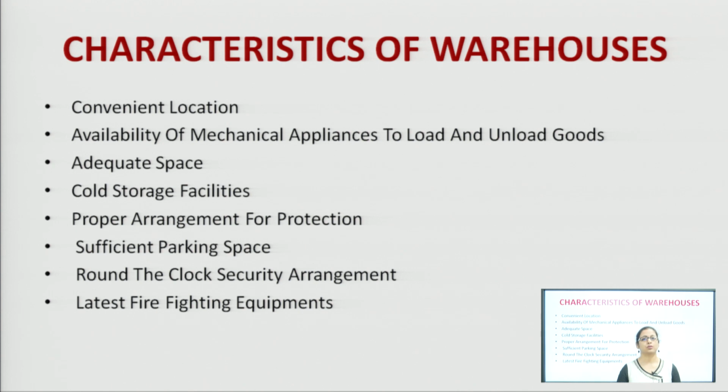Availability of mechanical appliances to load and unload. A warehouse should have well planned and specialized facilities for loading and unloading, because otherwise it may lead to damage of products. Adequate space for keeping all kinds of inventories. It should also have cold storage facility for the special requirements of certain kinds of products, maybe dairy products, or fruits, vegetables, grains. Proper arrangement for protection. Obviously, the protection has to be done not only from weather extremities, but also from theft by any other person or from rodents as well.